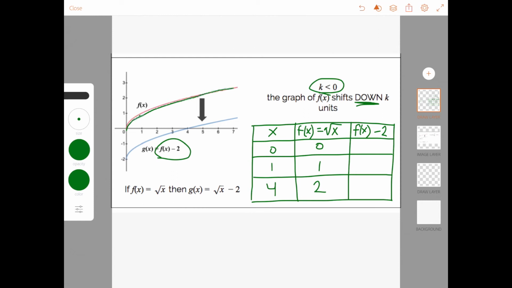And same as we did in the first example, I'm just going to subtract 2 from each of the answers that we had for the original function. So 0 minus 2 is negative 2, 1 minus 2 is negative 1, and 2 minus 2 is 0. And once I have those 3 points, I'm going to plot them over on the graph to the left, and you'll see, I'll trace those lines, and that is our graph shifted down 2 units. And then I'm going to call that g of x because it's a new function.